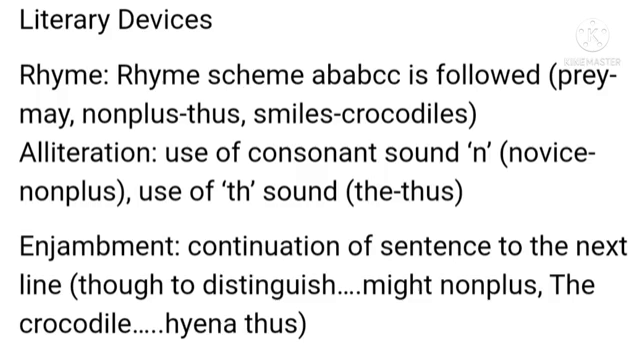Then we have enjambment. Enjambment means the continuation of the sentence without having the proper punctuation mark. And here you can see in the first line itself, though to distinguish beasts of prey, a comma should be there, but it is not there. So we can say the poetic device is enjambment. And then we can see, the crocodile you always may tell from the hyena thus. After may, there should be a comma. It is not there. So again it is enjambment.